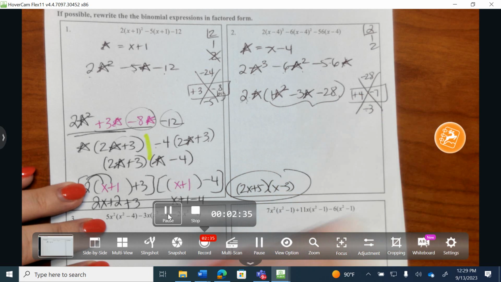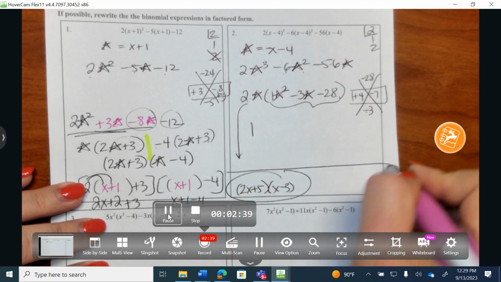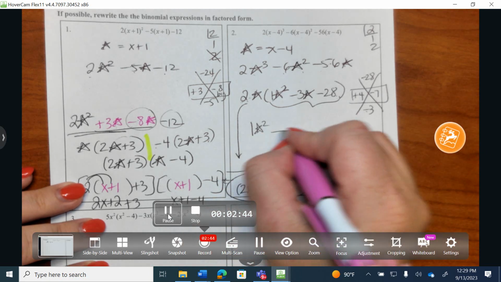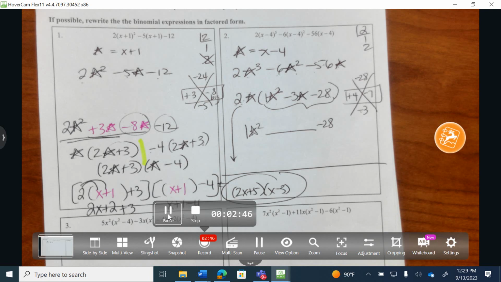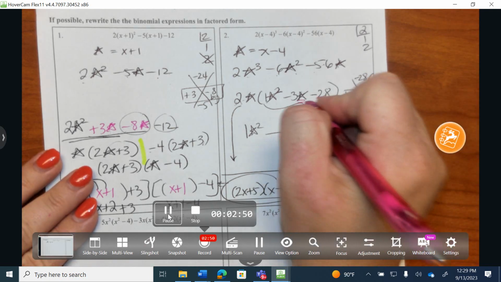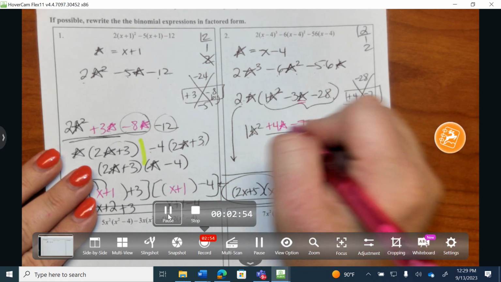So I'm only concerned with this part. And this will come at the very end. By the way, this is from the previous problem. So 1 star squared minus 28. Now in that position, I'm going to write down the combination, which is positive 4 and negative 7. Remember to put the stars there.